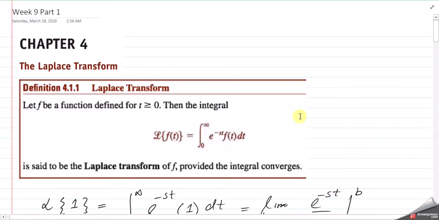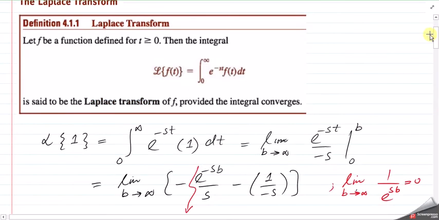We are going to start chapter 4. This is Laplace transform. Laplace transform is an integral. Let f be a function defined for t greater than 0, then the integral, Laplace of f of t, 0 to infinity, e raised to minus st f of t dt, is said to be the Laplace transform of f, provided the integral converges.